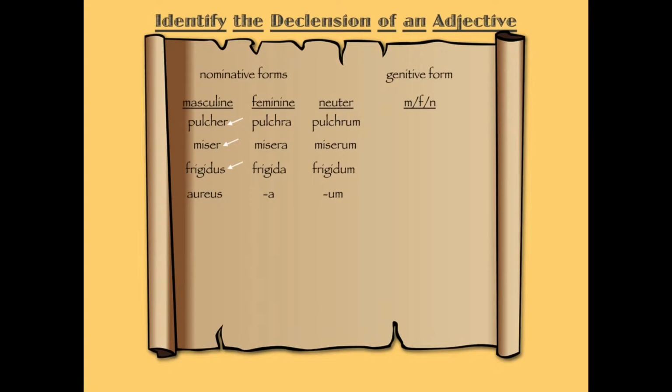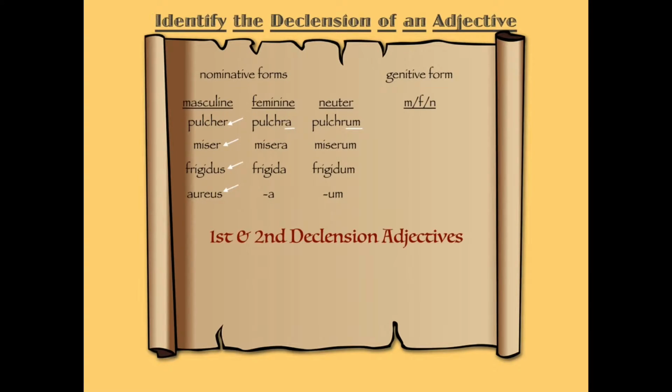The masculine nominative forms seem to always end with the letter R or US. As we look at the feminine forms, we notice that they all end with the letter A, and the neuter forms all end with the letters UM. These are the hallmarks of first and second declension adjectives.